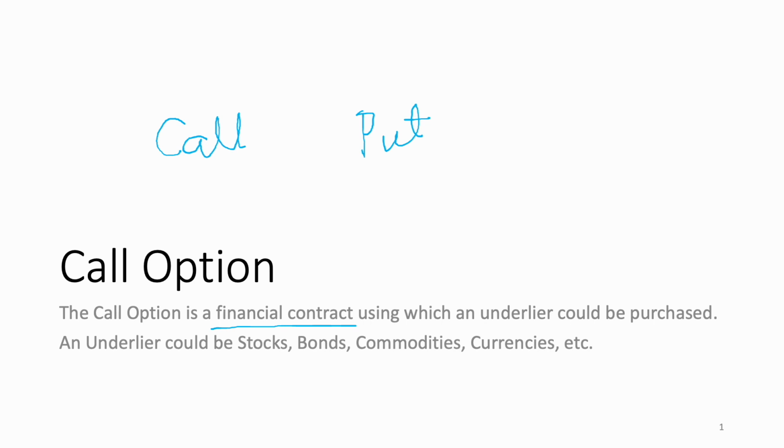Now, another important thing to note is that in an option, we trade in the underlier. The underlier could be a stock, it could be a bond, it could be a commodity. A commodity could be like iron, or it could be gas, or oil, or gold, etc. Or it could be currency like USD to Indian rupees, etc. Now, unlike trading directly in the securities like stocks, bonds, etc., in an option, we treat these securities as underliers. We will see what is the difference between the two through an example.